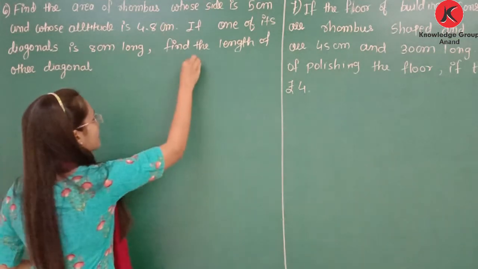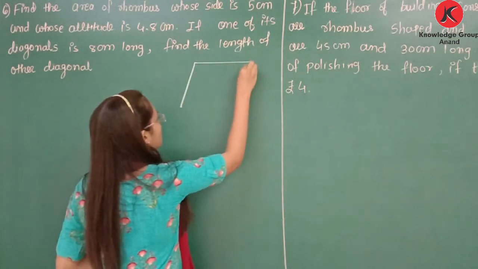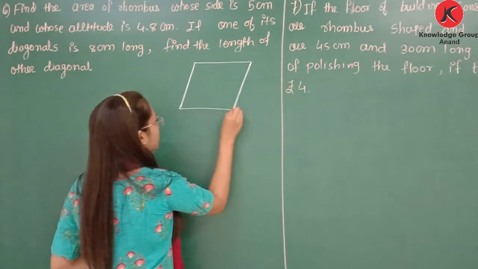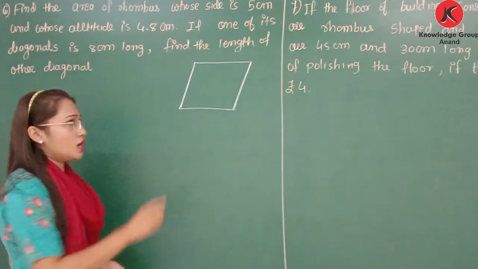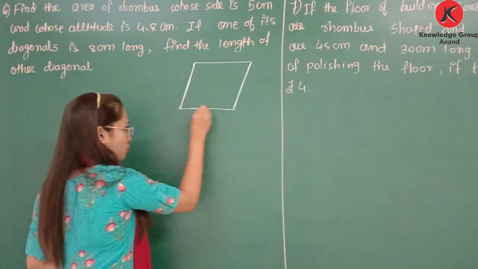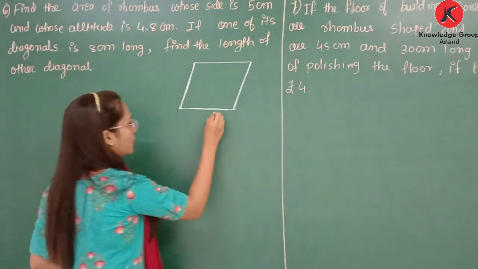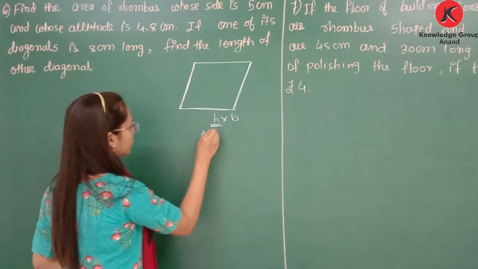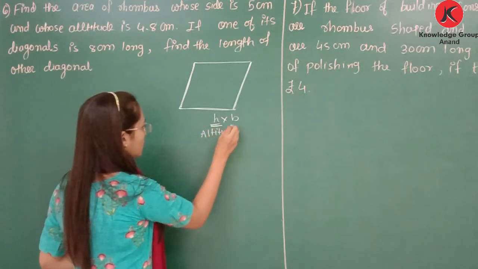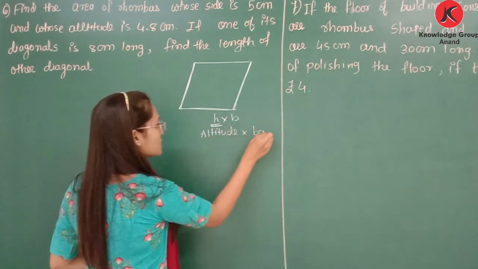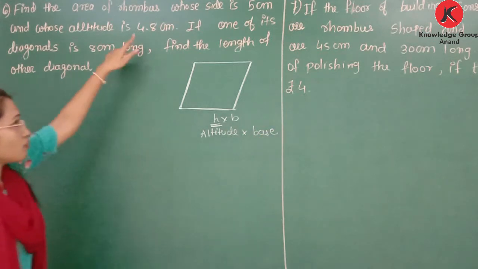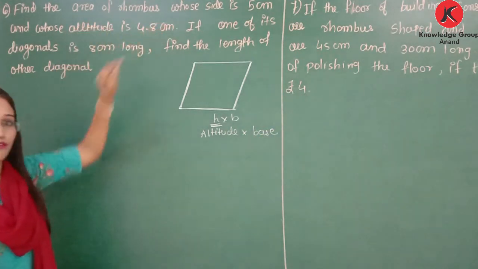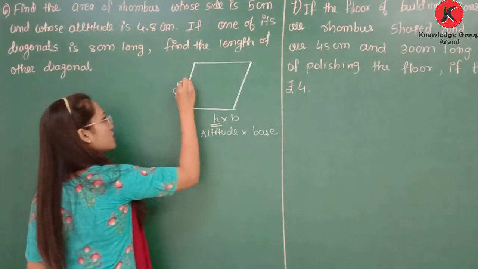If we draw a rhombus like this, which is equal in all sides. So this is a rhombus. Now it is like a parallelogram. So what is the equation for a parallelogram? Height multiplied by base. What is this height? It is the altitude. And this is the base, means it is a side. So here in the question it is given that the rhombus is of side 5 cm. So all sides are of 5 cm.